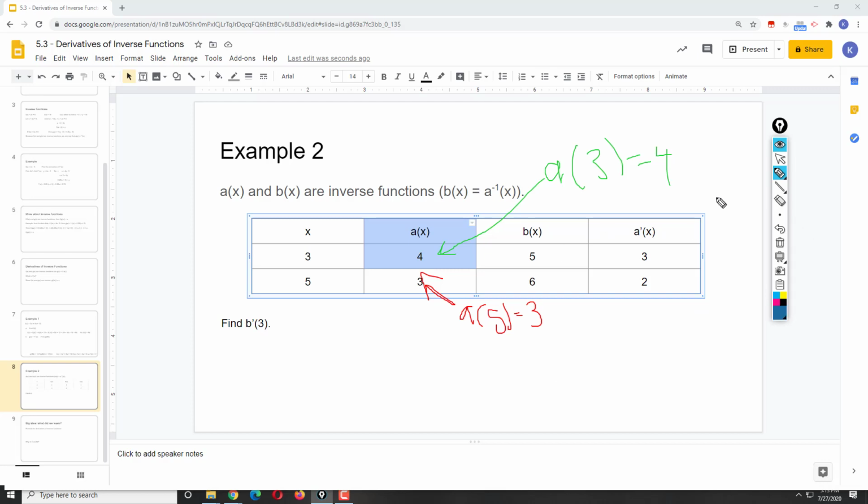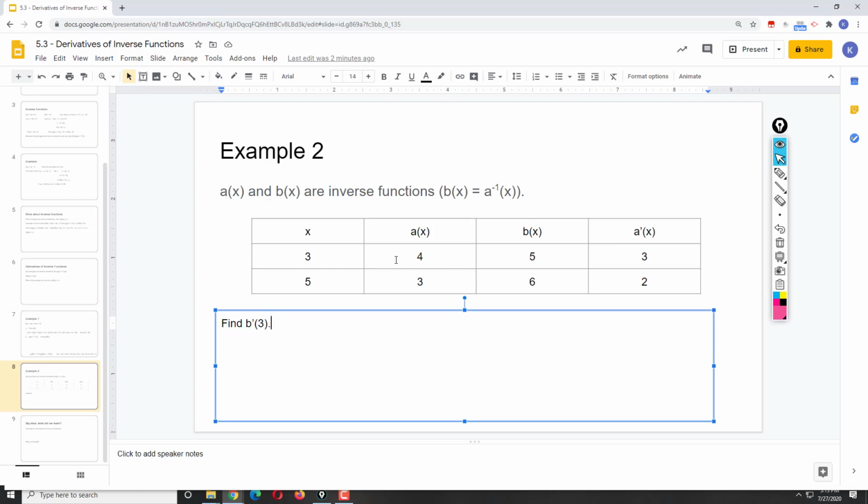Similarly, based on this table, b of 3 equals 5, and b of 5 equals 6. And then finally, a prime of 3 equals 3, and a prime of 5 equals 2. That's what this table tells us. So we want to find b prime of 3. Well, we don't have b prime in our table, so we have to use our formula.